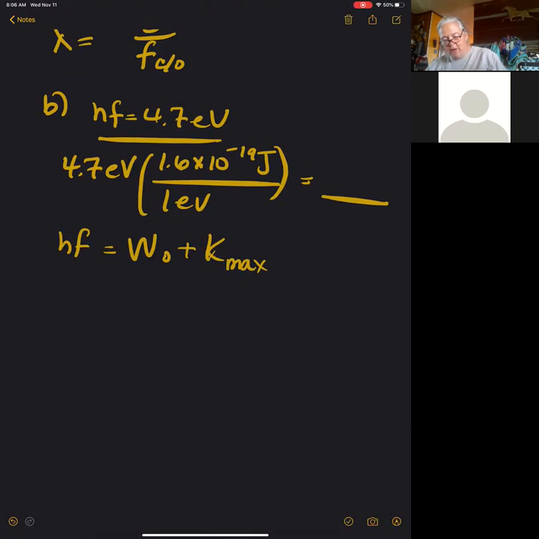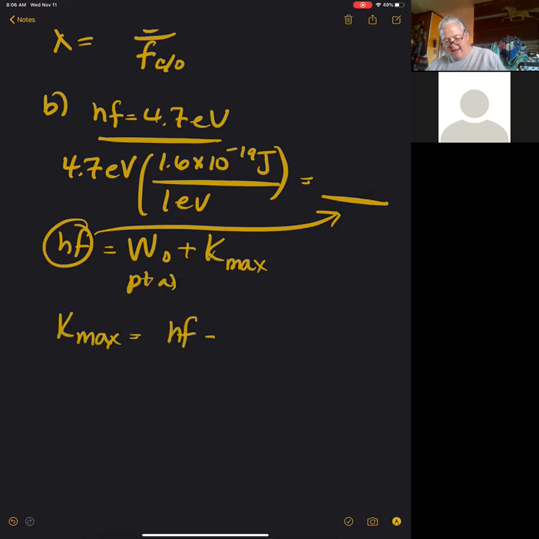Okay. So I know h times f from right here. They told me the work function in part A, so I got that from part A. And so the K max is equal to hf minus the work function. So I just take those two numbers, the one I just solved for and the one I found in part A by converting to joules, and take the difference between them. They're wanting to know the speed.